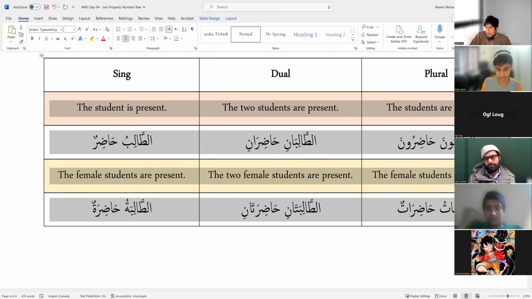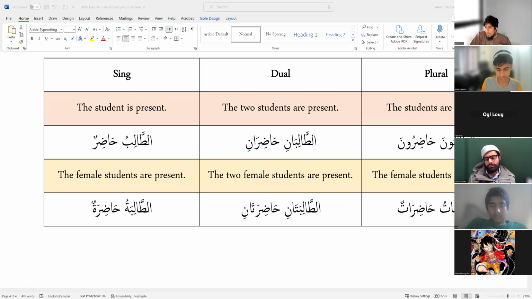Okay. Should the verb match the gender of the maf'ul or fa'il? The verb should match the fa'il, the doer, right? Because they're the one performing the action, right? So does taliban actually mean two students? Talibani would mean two students.